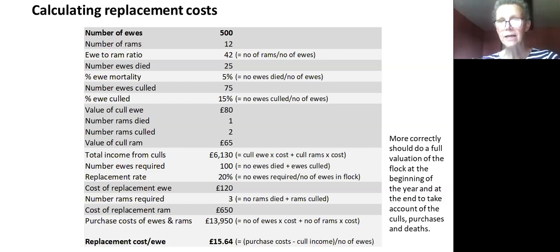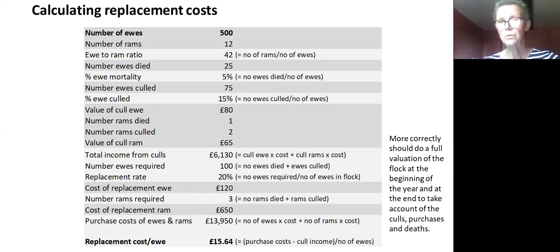We need to buy in 100 ewes to replace the dead and the culled. So that's a 20% replacement rate, basically 100 out of 500. Cost of each ewe is £120. The cost of each ram is £650. So the purchase cost of ewes and rams is almost £14,000.